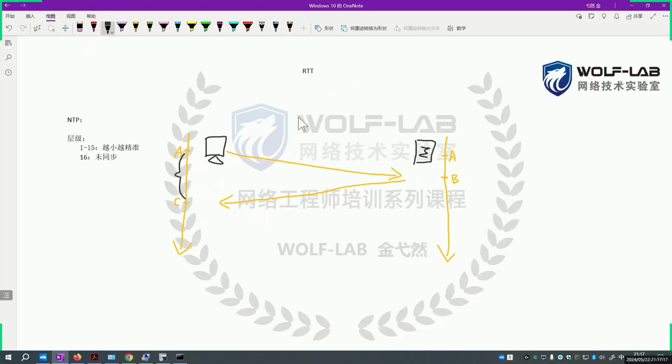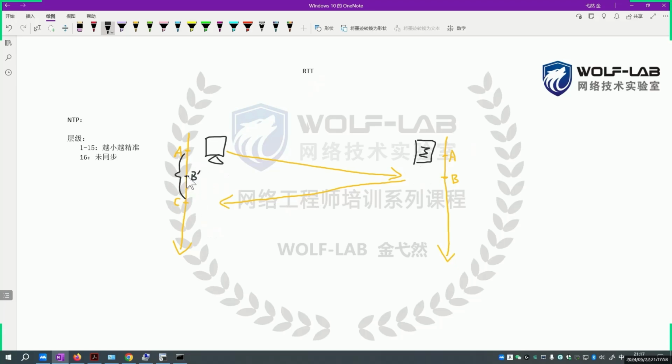But B replies, where in the NTP packet is the timestamp? It's at node B. So the NTP reply packet will carry the NTP server's reply timestamp. How does the client know? He divides the RTT by 2. By dividing the RTT by 2, he estimates a point called B, based on the round trip time divided by 2. Then he can calculate a time point called B.